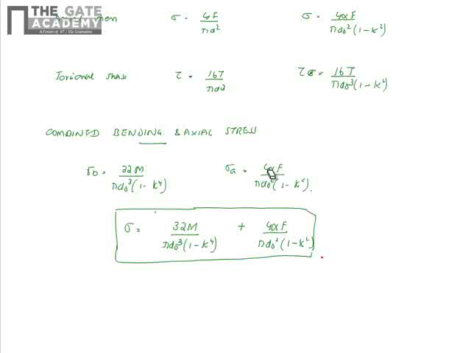And we have seen that the maximum shear stress acting on the shaft is given by 16 T by pi do cube into 1 minus k raised to 4. This is the shear stress and this is normal stress. Then we have seen when we have a combination of normal stress and shear stress acting on a body, the maximum stress in the body is found out using the principal stress theory.